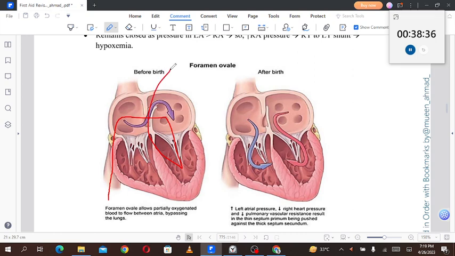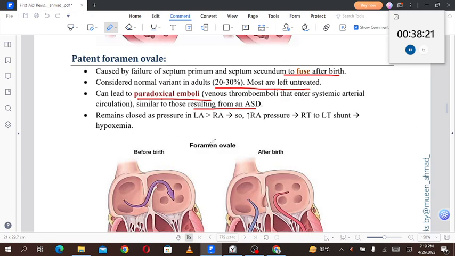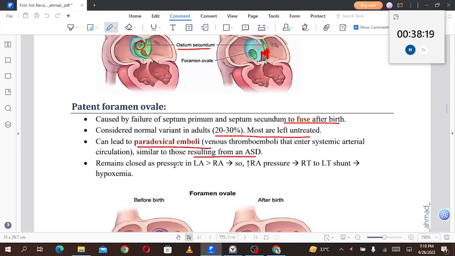Now, this concept of venous emboli lodging into the brain is called paradoxical embolization, because it is not possible in normal situations. If it happens, this means that the person has a patent foramen ovale or ASD. Okay, so it remains closed as the pressure in the left atrium is usually more than the right atrium. So increased right atrial pressure causes right to left shunt and hypoxemia.